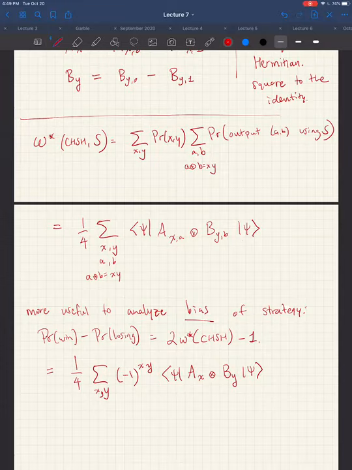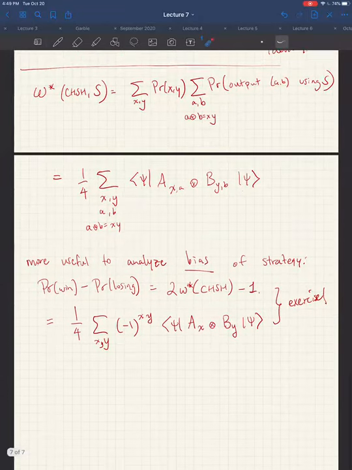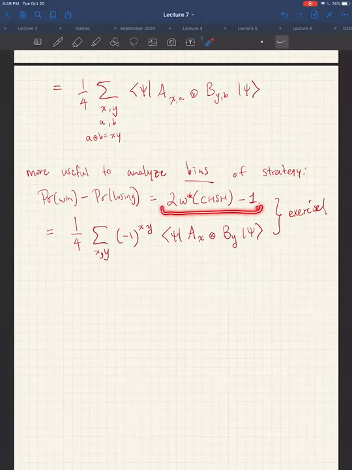So these two are equal. You can check this on your own. You just plug in the definition of the observables and you'll see that both sides match. But the point is that we have a slightly simpler expression to deal with. And if you know what the bias is, you can easily compute what the maximum winning probability is, for example, and go back and forth.